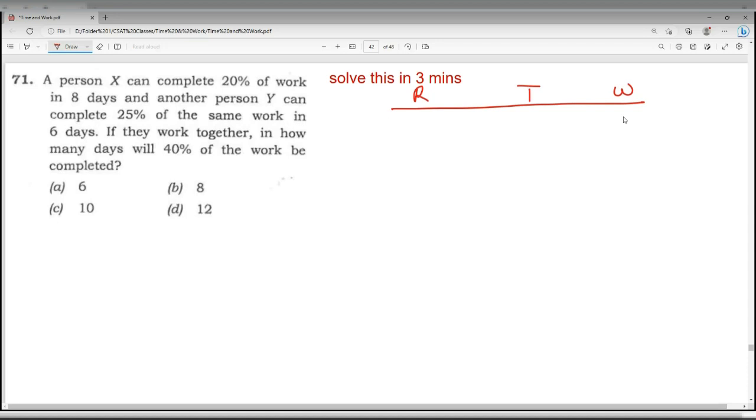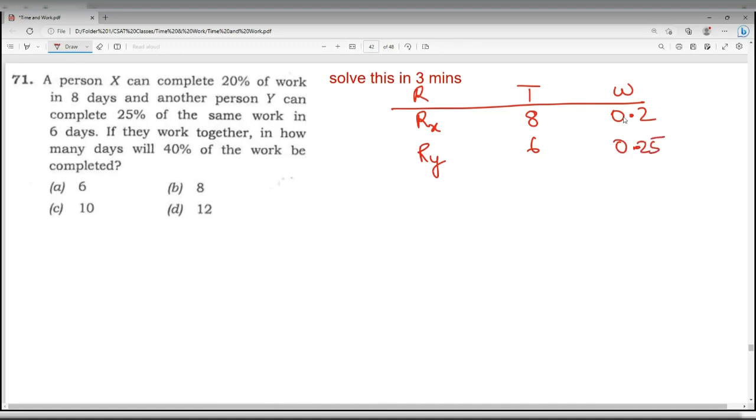A person X can complete 20% of the work in 8 days. So let the rate of X be RX here, and he is taking 8 days to complete 20% of the work. I'll take it as 0.2. The 20% is nothing but 20 by 100, that is 0.2. And another person Y can complete the same work, 25% in 6 days. So RY is 6 days, and he's completing 0.25 of the work.